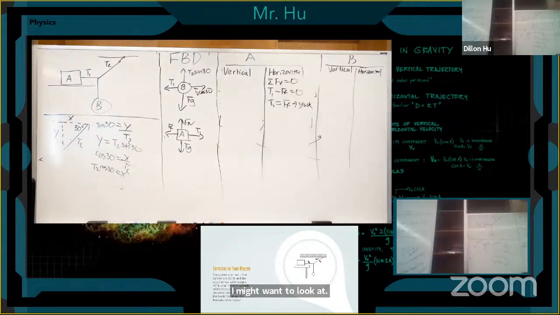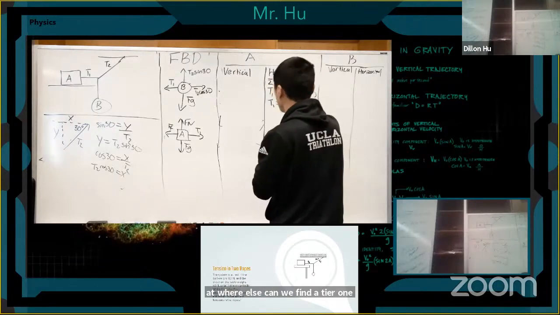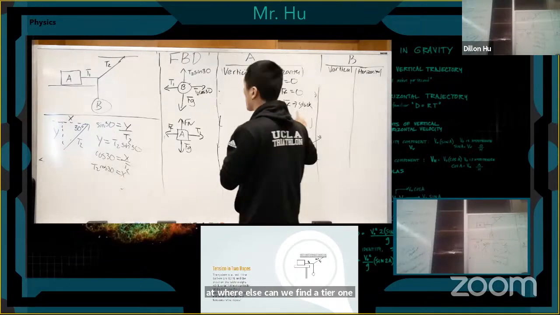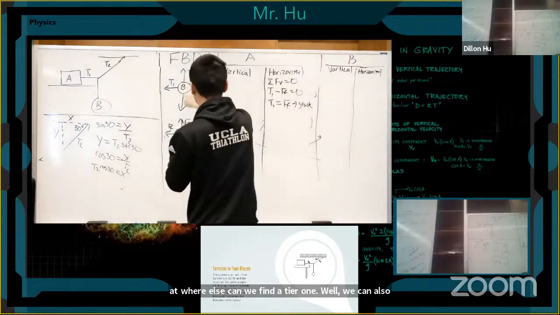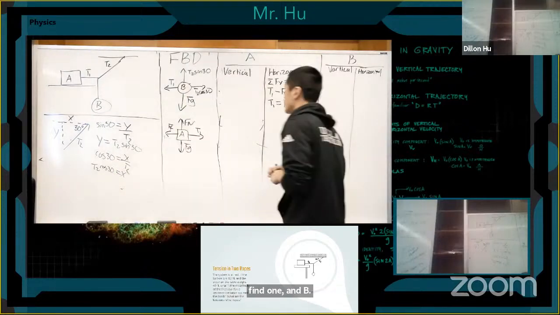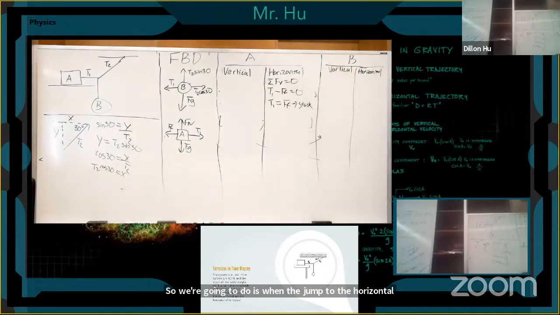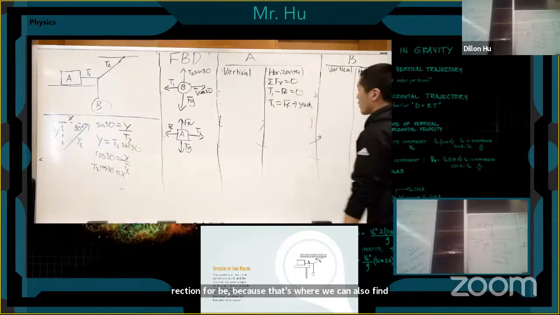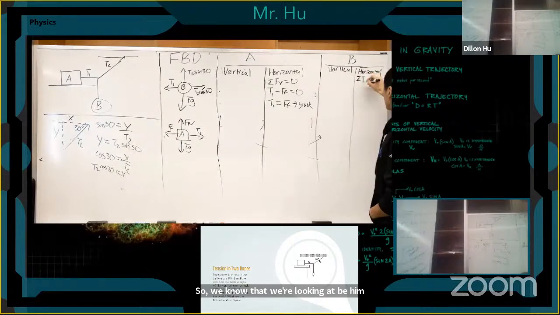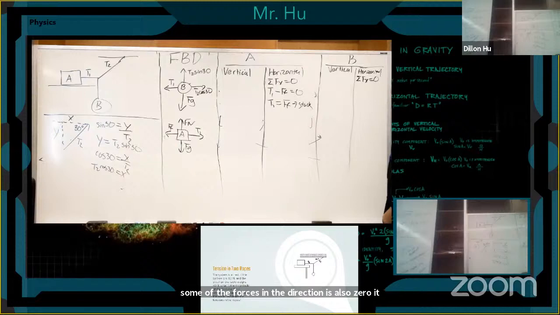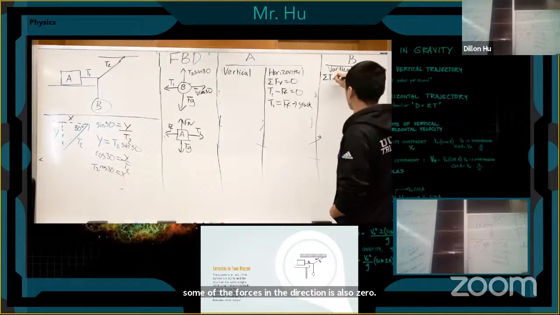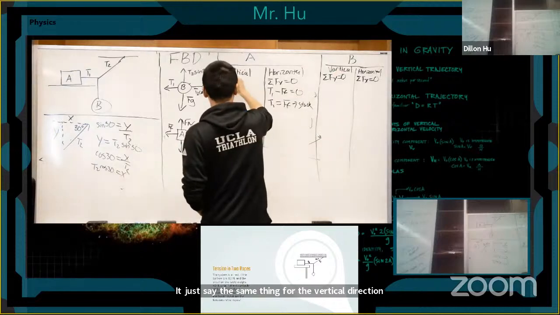The logical thing to do is look at where else we can find T1. Well, we can also find T1 in the horizontal direction for B. So we're going to jump to the horizontal direction for B, using a little bit of detective work. The sum of all forces for B is also 0, and you can say the same thing for the vertical direction for B and for A, because the system is in equilibrium.